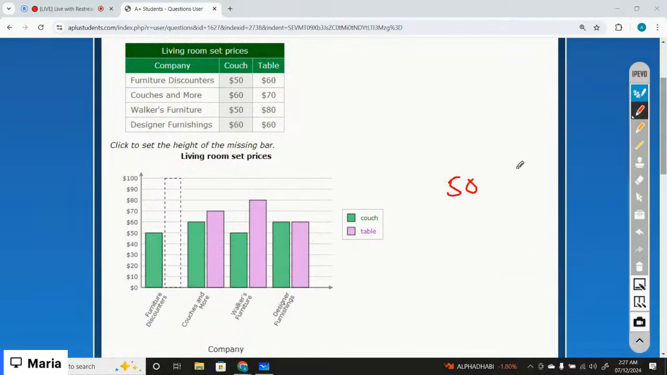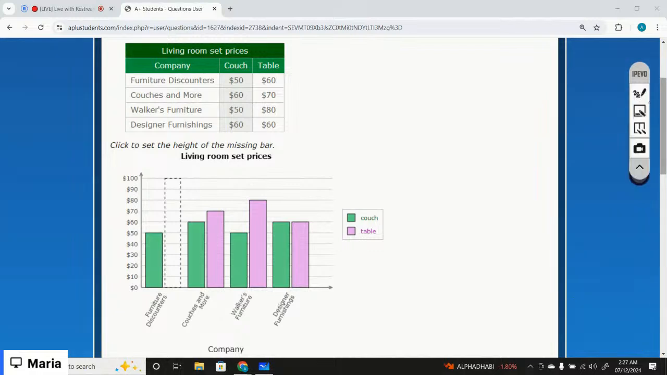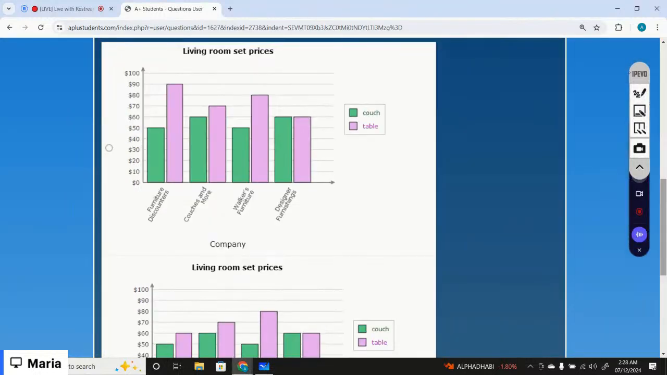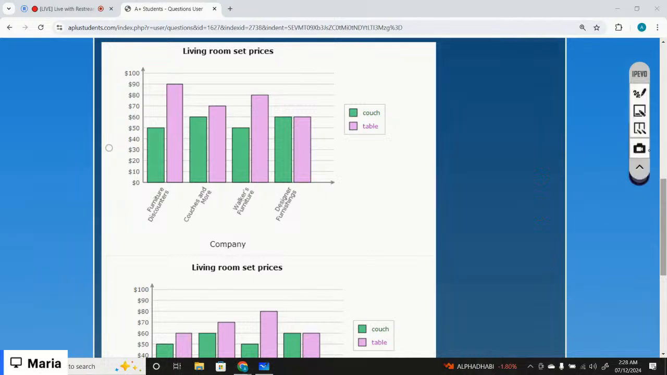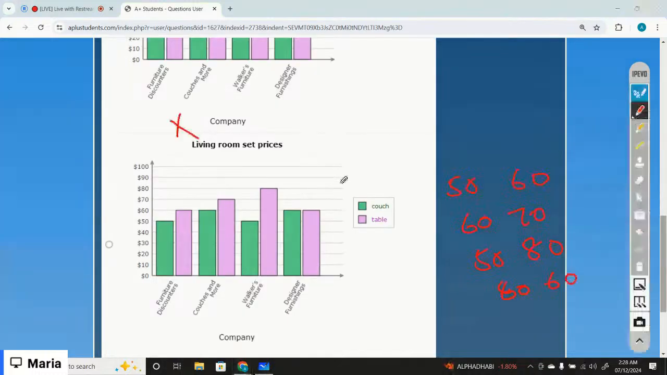So they are 50 and 60, 60 and 70, 50 and 80, 60 and 60. 50 and 60, that is not the correct option, right? Let's just match it over here.